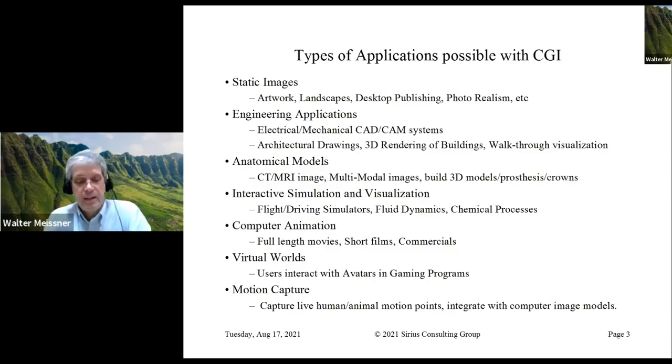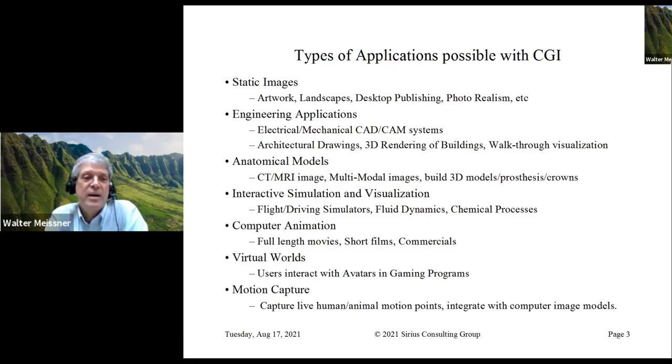Okay, just to give you an idea of the wide variety of applications possible with computer image generation, you can have static images, which includes artwork, landscapes, desktop publishing, photorealism. One of the first things that were done really was with fonts, to have scalable fonts, where a line drawing is generated and then it's filled in, within the lines, to paint all the fonts. So this really was the first application.